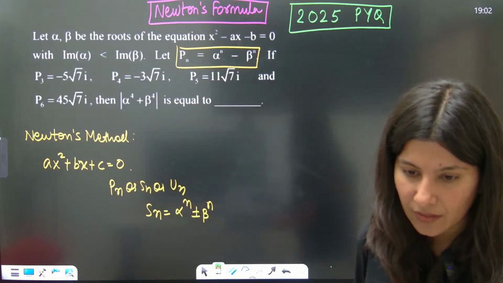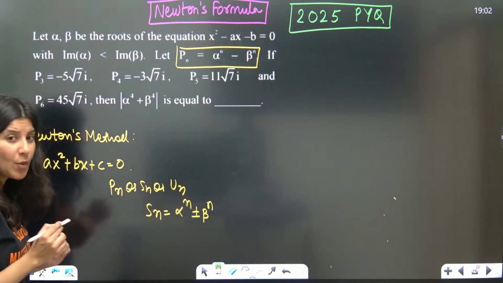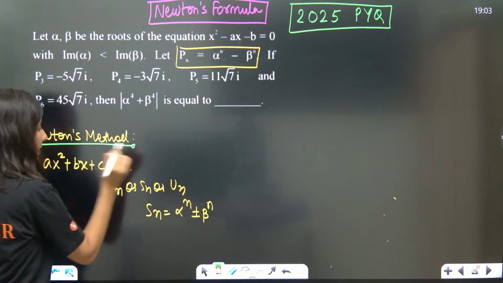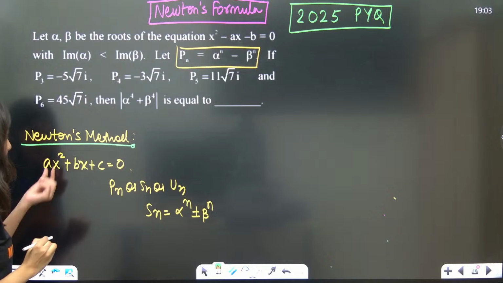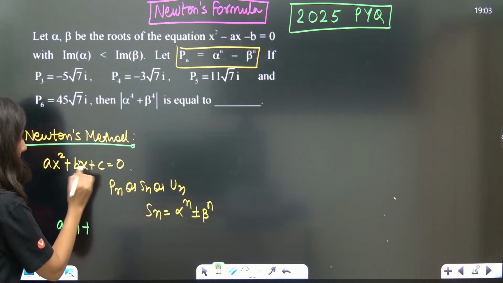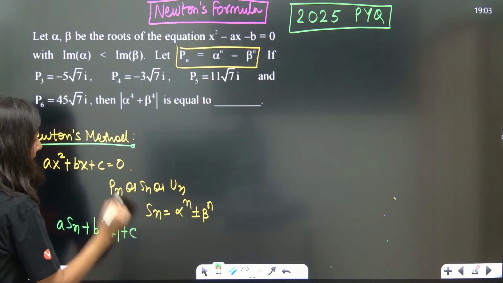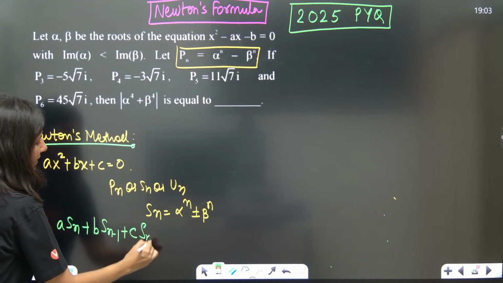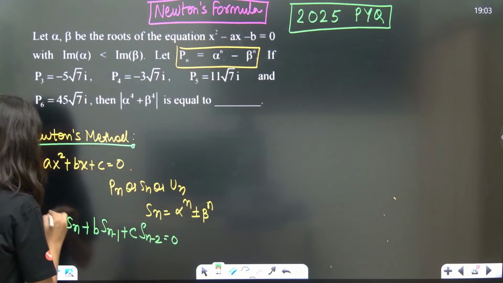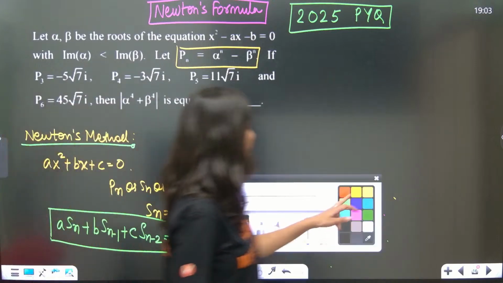All right. Clear? Yes. So now Newton's formula. Please understand, Newton's formula says that x² you have to replace by Sn, x will be replaced by Sn−1, and c will be multiplied by Sn−2, equals 0. This is the statement of Newton's formula which we are going to apply in this question.